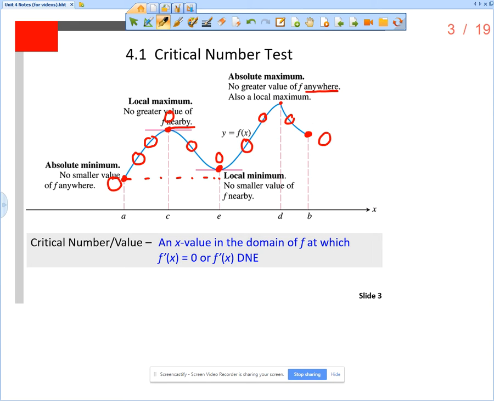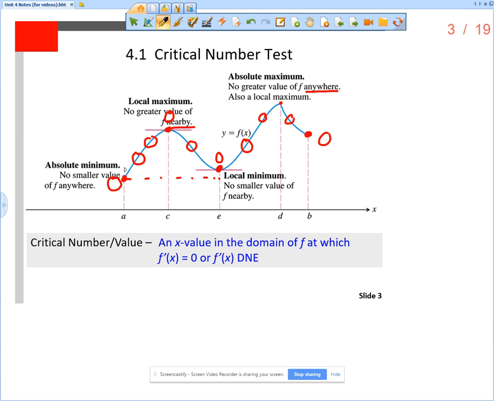Now, what should you notice about that whole discussion? That whole discussion has nothing to do with derivatives, right? I mentioned it a little bit with that corner point, but it really has nothing to do with derivatives. That is coming. But we want to make sure we understand, like from pre-calc, what would make a local maximum, local minimum, absolute max, absolute minimum.